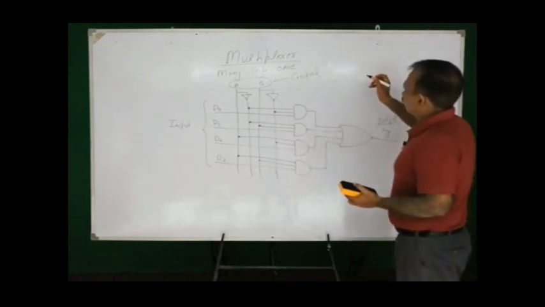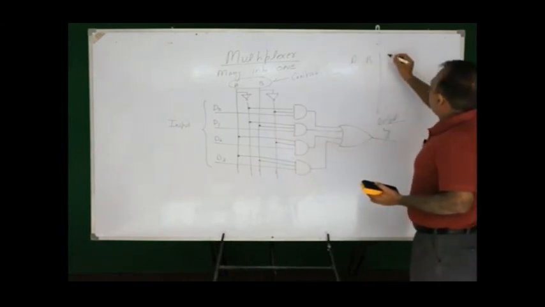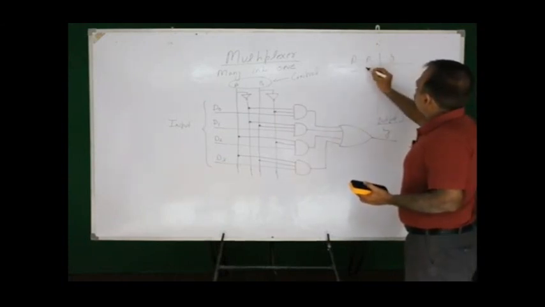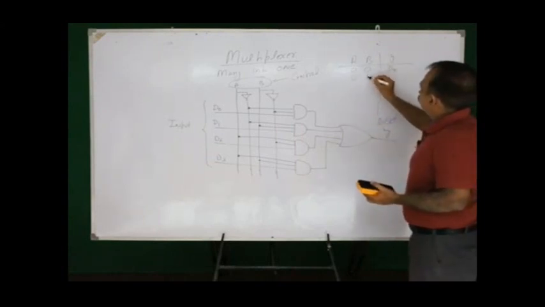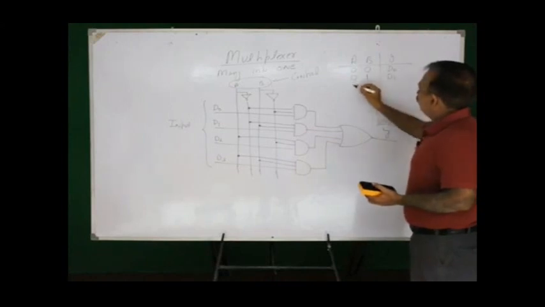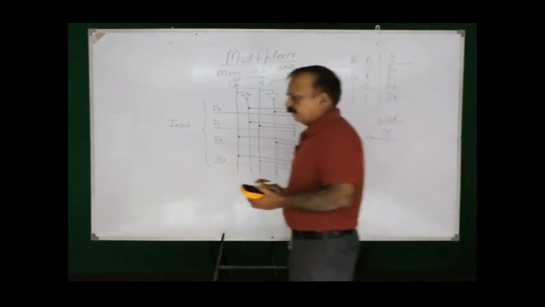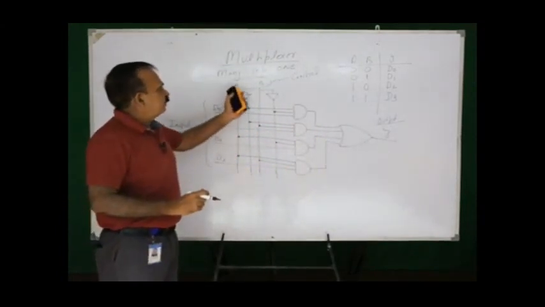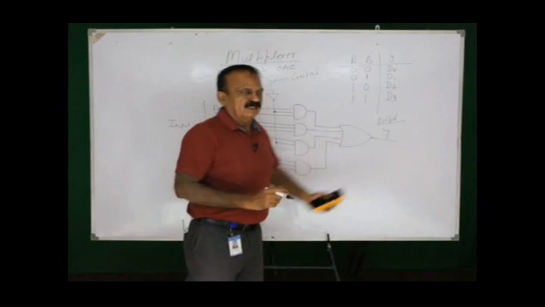If I draw the truth table for this, I will be using control signals A and B, and the output will be Y. Now if A and B are 0 0, the output is going to be D0. If it is 0 1, the output is going to be D1. If it is 1 0, the output is going to be D2, and if it is 1 1, the output is going to be D3. The output of the circuit will be as per the control signals. Whatever the value of the control signals, that input will be connected to the output.